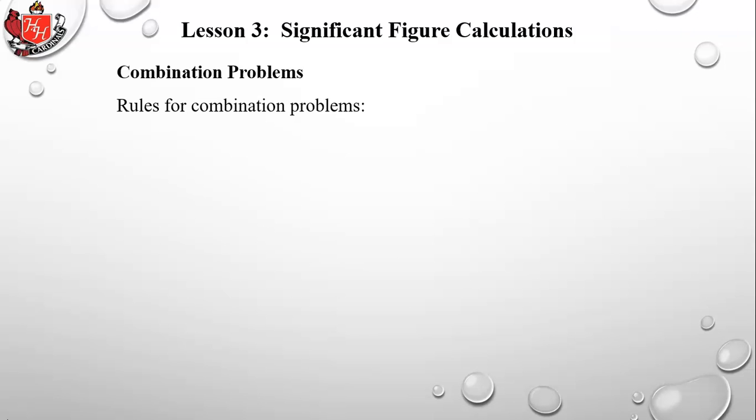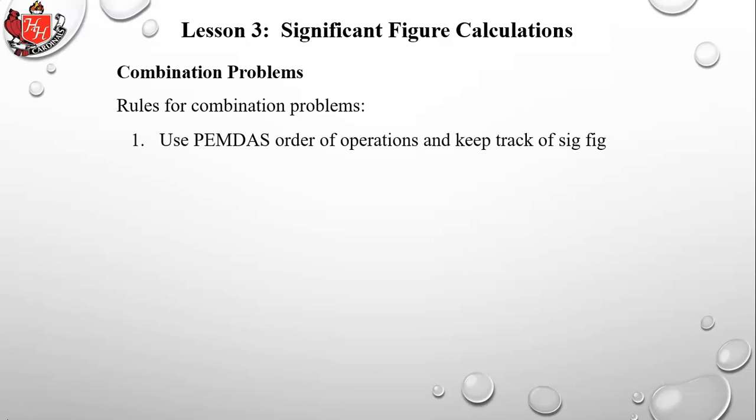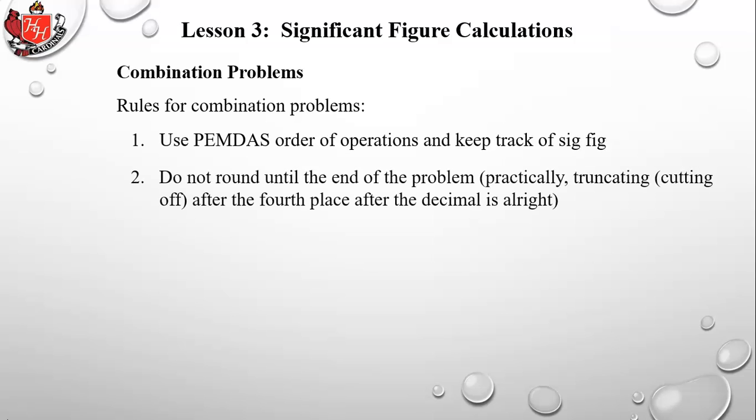Okay, how about a combination problem? Let's do a multiplication and an addition. So you use PEMDAS, order of operations, and keep track of the Sig Fig. You do not round until the end of the problem. Practically, truncating, that means cutting off after the 4th place after the decimal, is all right. In other words, your calculator might give you an answer that has 7 or 8 digits after the decimal. Do you really have to write all those down when it says not to round?